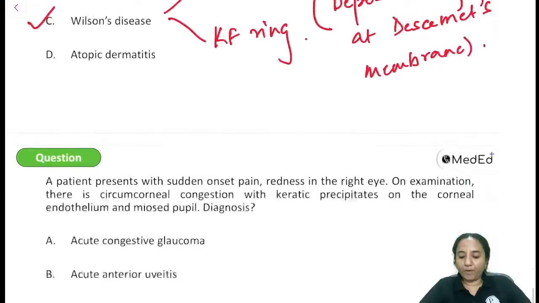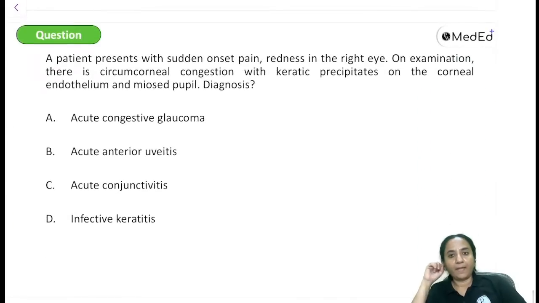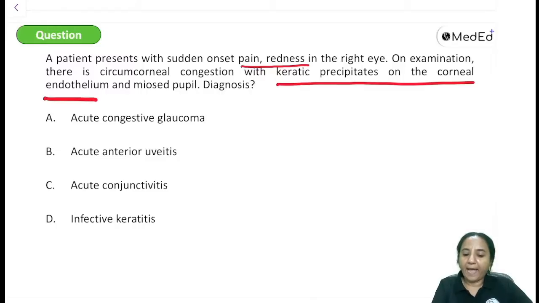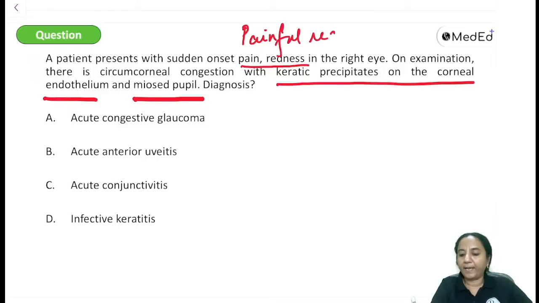Okay, next one. A patient presents with sudden onset pain and redness. So, painful red eye. On examination, there is circumcorneal congestion, keratic precipitates on the corneal endothelium and a miosed pupil. So see, three key words are there. It's a painful red eye, and what are the important features? Keratic precipitates or KPs and miosed pupil.